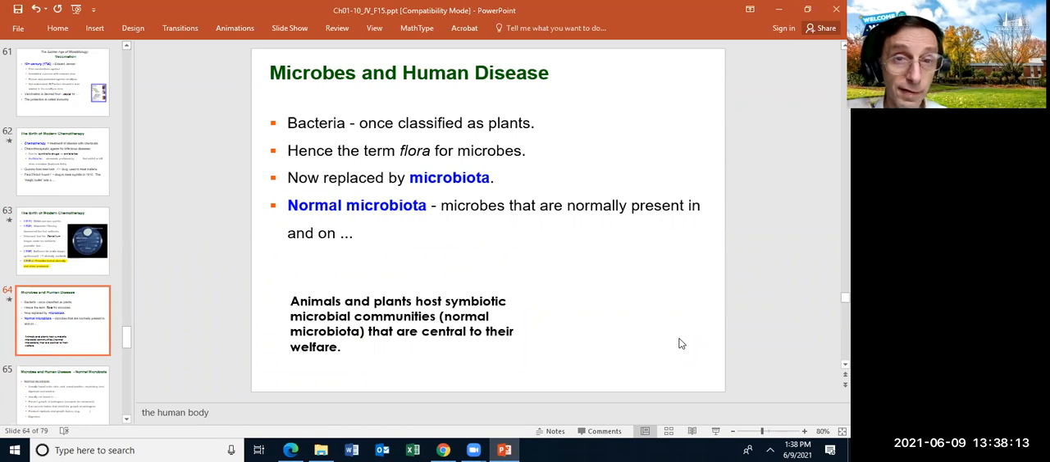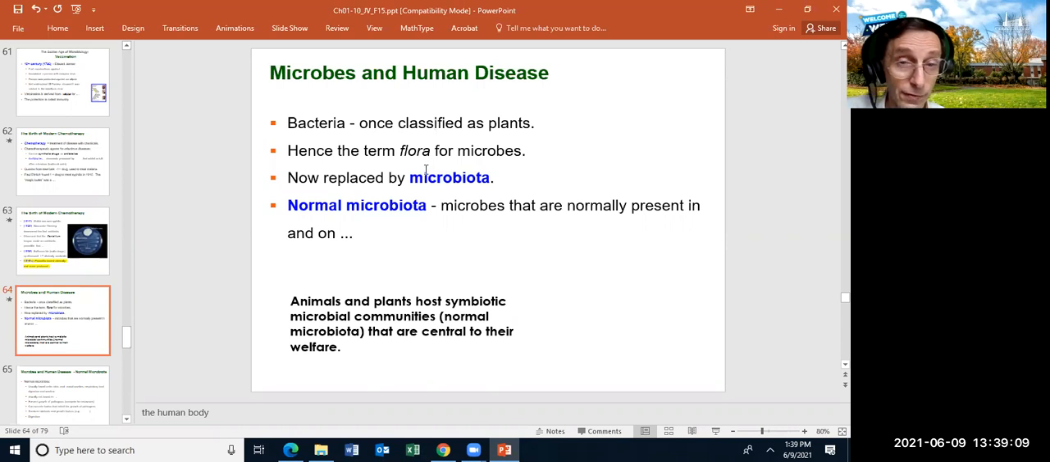When we talk about microbes causing human disease, you should realize that bacteria were once classified as plants, hence the term flora for microbes. And if you ever hear me use the word microflora or flora, I apologize. That was the term that was used for bacteria when I took microbiology, and that was ages ago, right? That term is no longer used because we don't classify bacteria as plants. And we haven't classified bacteria as plants for a long, long time. It was at least the 1950s, if not earlier.